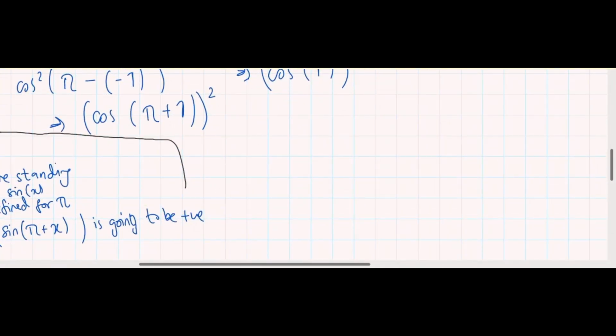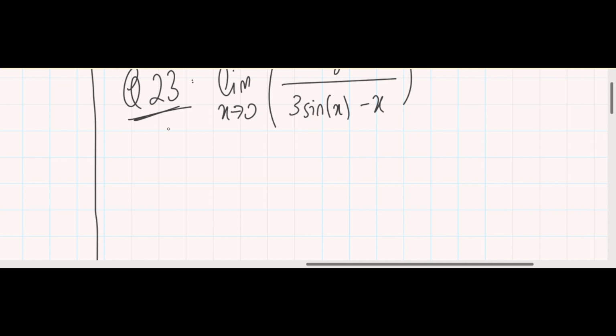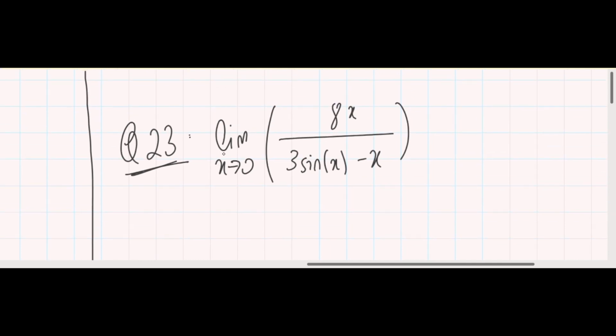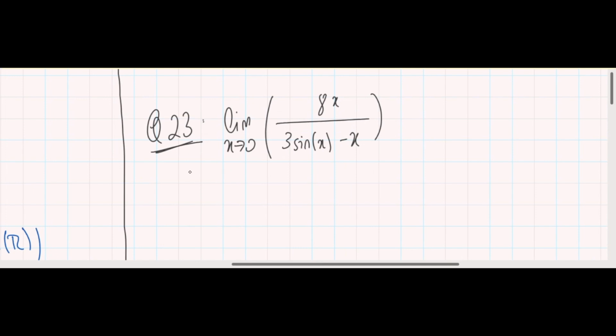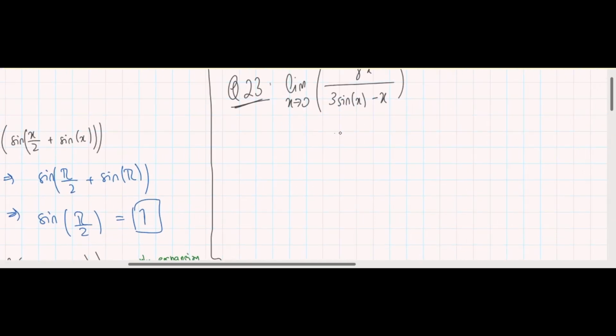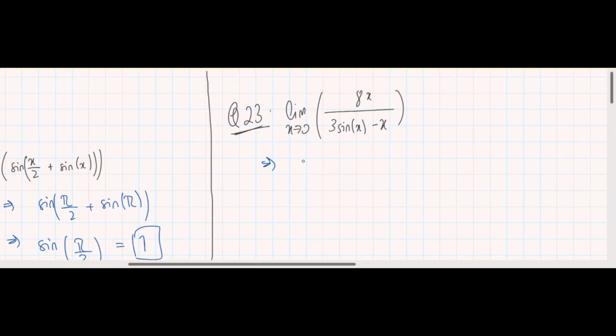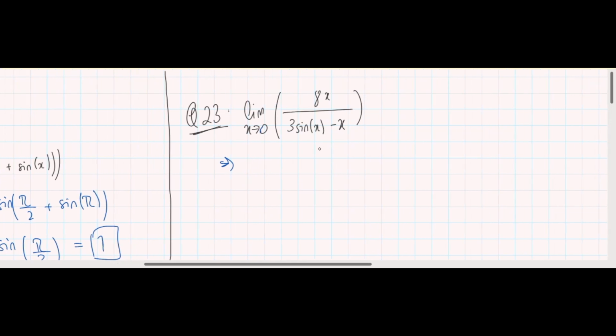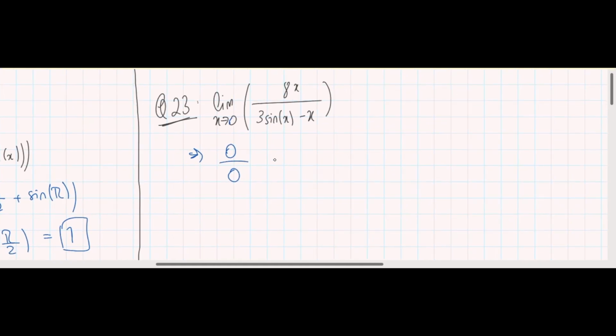So question 23 is limit x approaching 0, 8x upon 3 sine x minus x. Pretty simple question. You use the sine x upon x equals 1 formula when x is approaching 0. Just use that formula, introduce x above and below. Simply putting in the limit value would just give you 0 upon 0. So you just apply the sine formula.